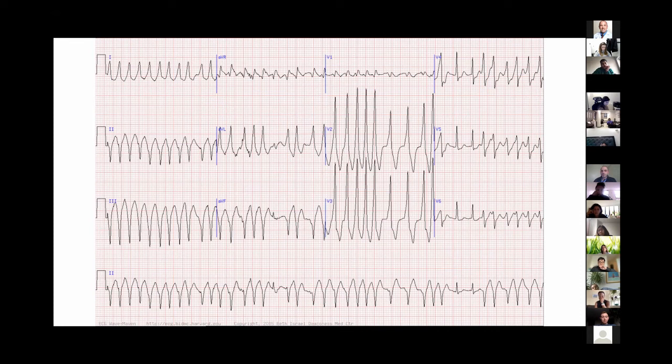The leads to analyze delta waves are mostly the inferior leads, and then your V1 lead, and you can also look at the one in aVL. The other precordial leads can be variable.